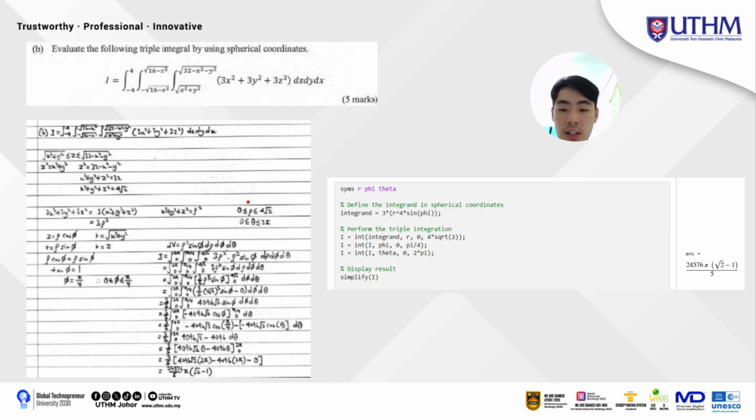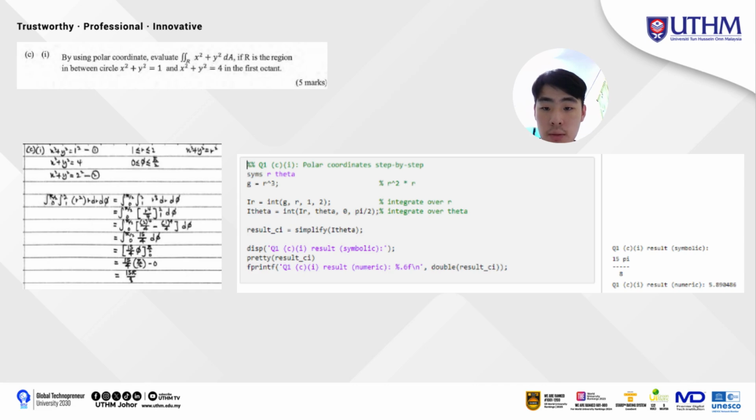And we change dV to rho squared sin phi d rho d phi d theta, and we can get our answer, which is 24576 pi over 5 times root 2 minus 1. For the simulation part, we define the integrand first, and we key in the upper limit and the lower limit for the integration, so we get the answer same as the manual calculation.